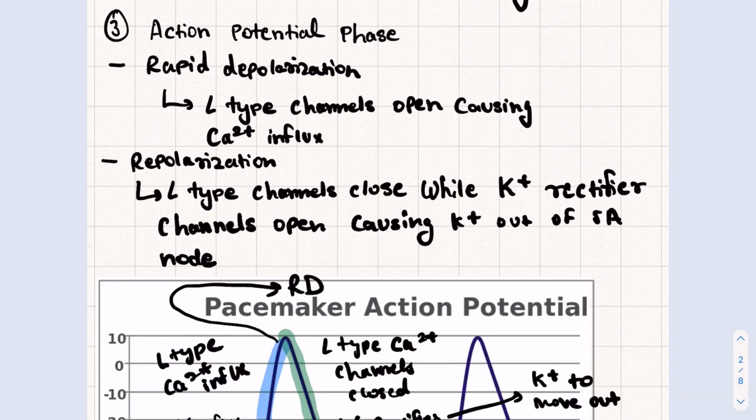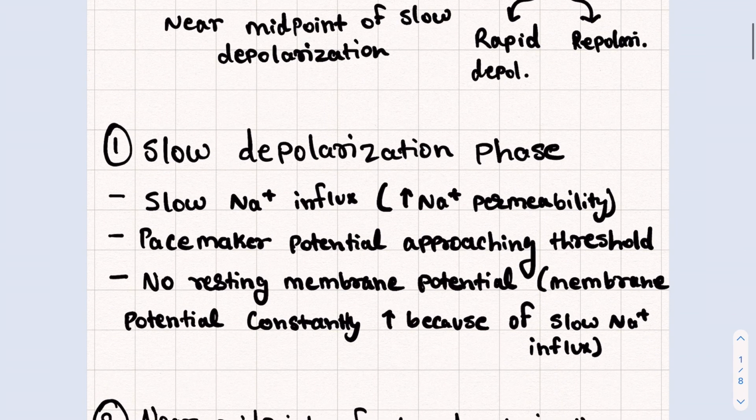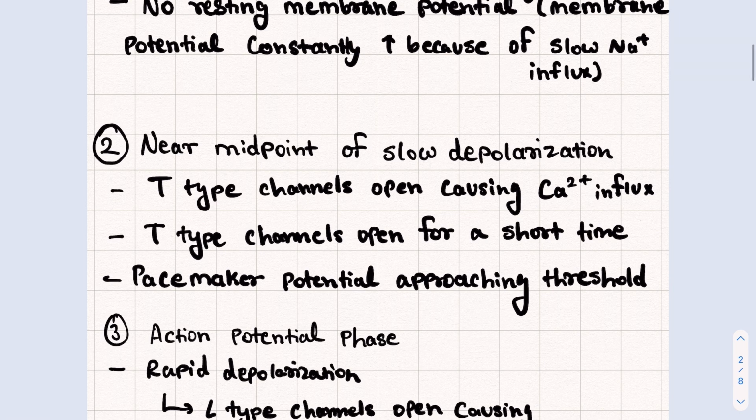So those were the three main events of pacemaker potential. Again, the first event is slow depolarization phase. Main thing you need to remember, slow sodium plus influx, no resting membrane potential seen, pacemaker potential approaching threshold, and the membrane potential is constantly increasing because of slow sodium plus influx. Near midpoint of slow depolarization, at this point, T-type channels open, causing calcium 2 plus influx. T-type channels open for a short period of time, and the pacemaker potential is still approaching the threshold.